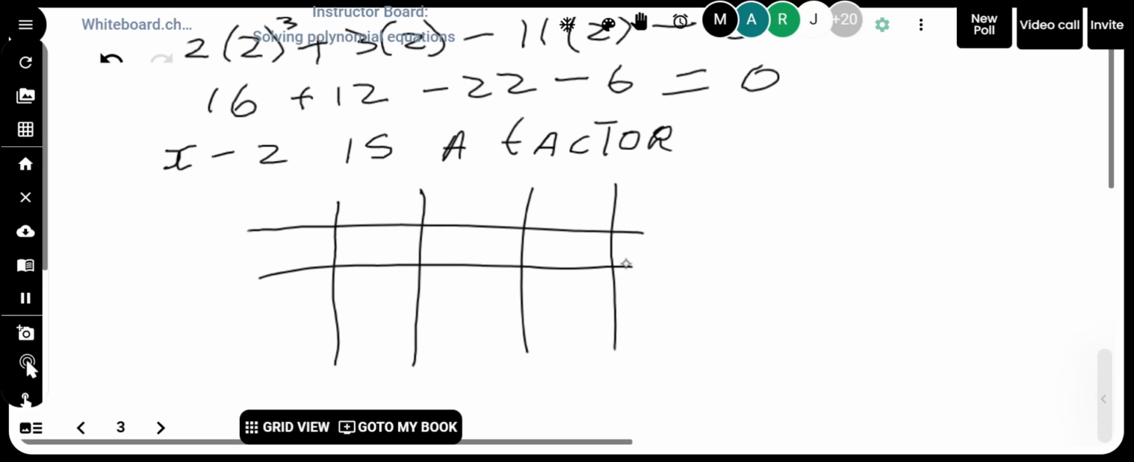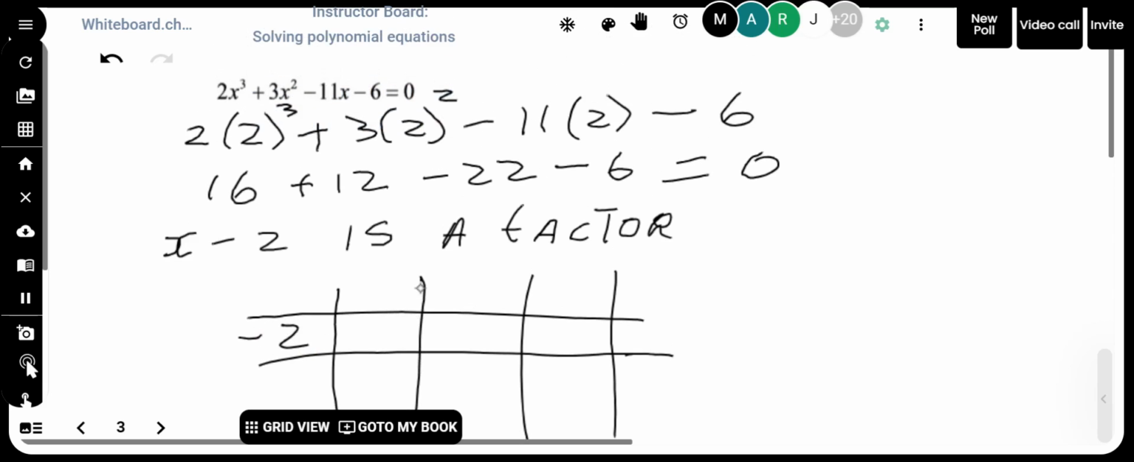I think I need one more there. Along the side, I put the minus 2, just reminding you about that. So whatever you had as the factor, put the minus 2 there. And along the top, I'm going to put the 2, the 3, the minus 11, and the minus 6. And if I do all of this right, I should get a 0 on the end.